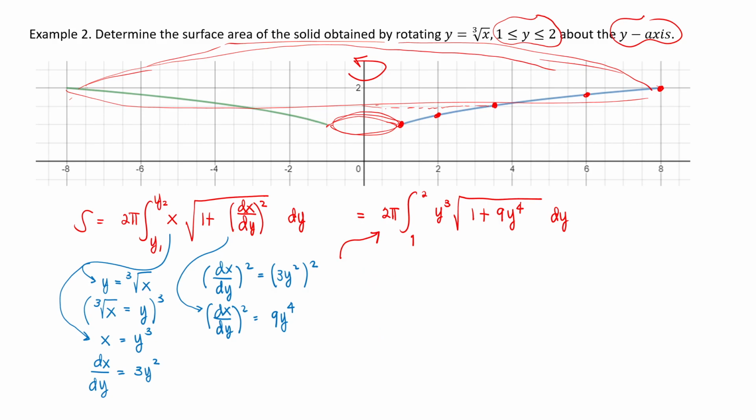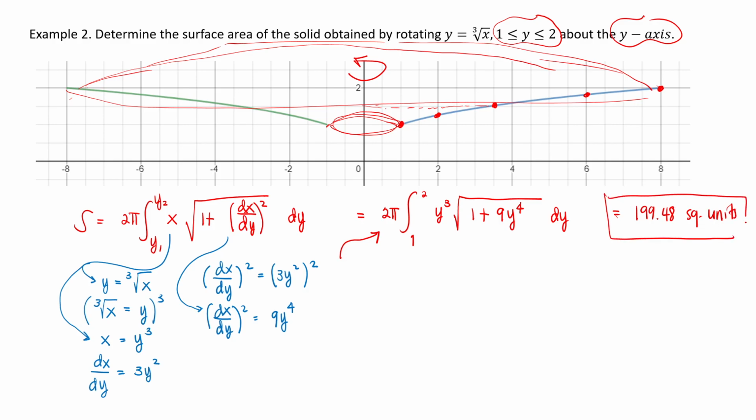So the answer for this one, if we refer to the calculator, is 199.48. So the answer is 199.48 square units.